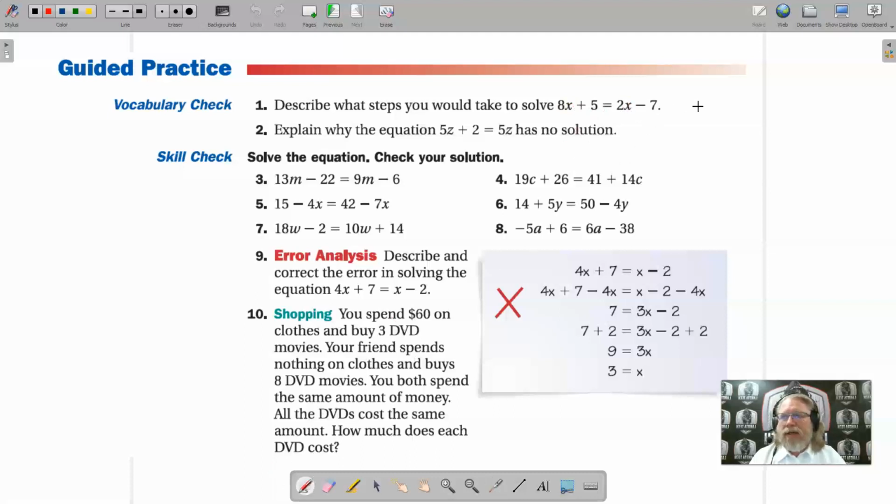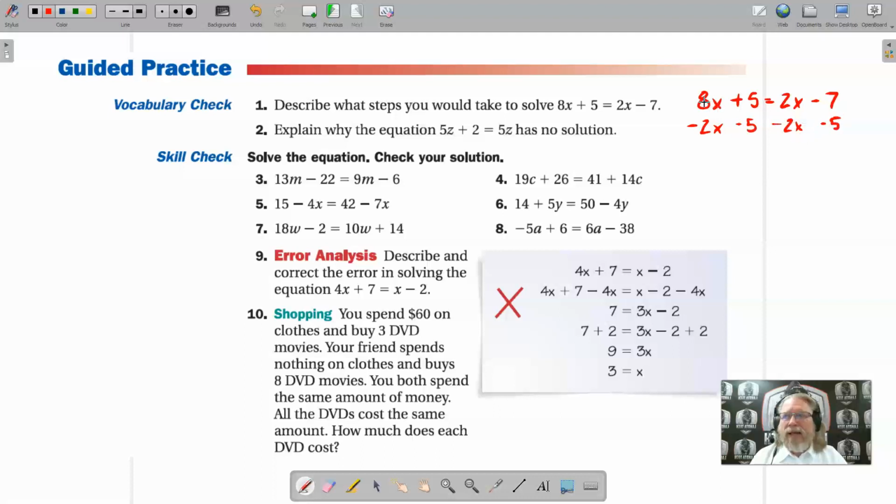Once you really get good at this, you'll be able to move your variables to one side and your constants to the other in the same step. An example of that is, I'll rewrite the problem: 8x plus 5 equals 2x minus 7. Now I'm going to subtract 2x from each side, right? But at the same time, I know I want to get rid of this positive 5, so I'm going to subtract 5 from each side as well and do this all in one step.